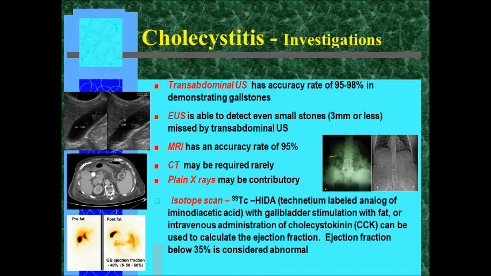Isotope scan, the HIDA scan, technetium-labeled analog of iminodiacetic acid scan with gallbladder stimulation with fat or intravenous administration of cholecystokinin, can be used to calculate the ejection fraction. The ejection fraction below 35% is considered abnormal. This investigation is useful in acalculous cholecystitis.